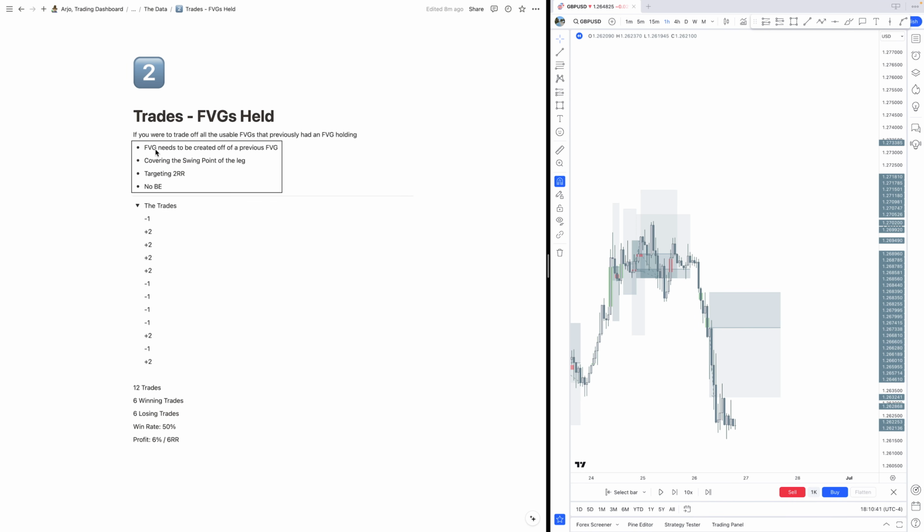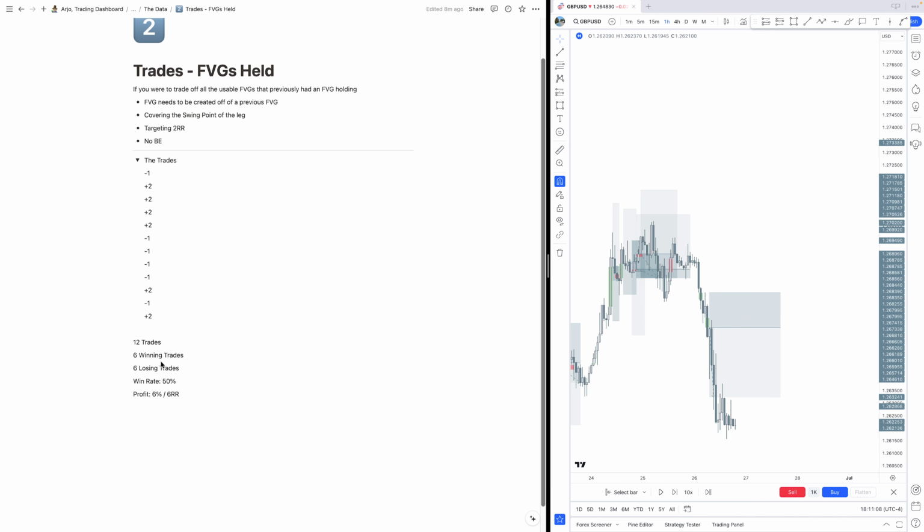With the following rules, the FVG needs to be created off a previous fair value gap. Again, same things, covering the swing point of the leg, targeting 2RR, and no break even. So just creating that raw data, that's important. Then you have the following trades right there, which leads to 12 total trades, 6 winning trades, 6 losing trades with a win rate of 50% and a profit of 6% or 6RR, which is better and is overall a good trading plan, but it's not quite there.